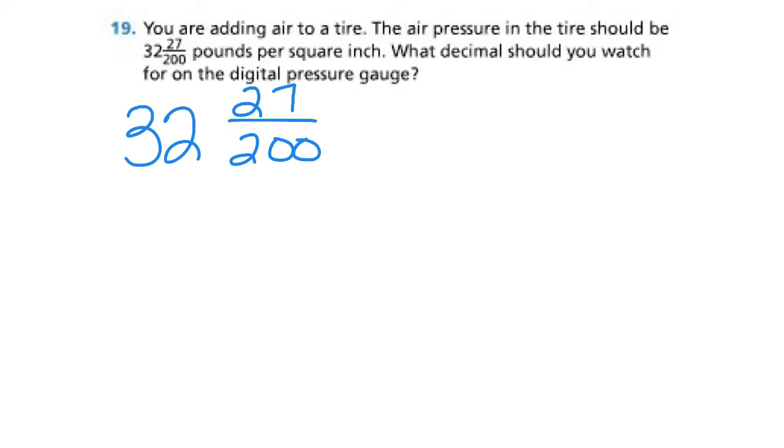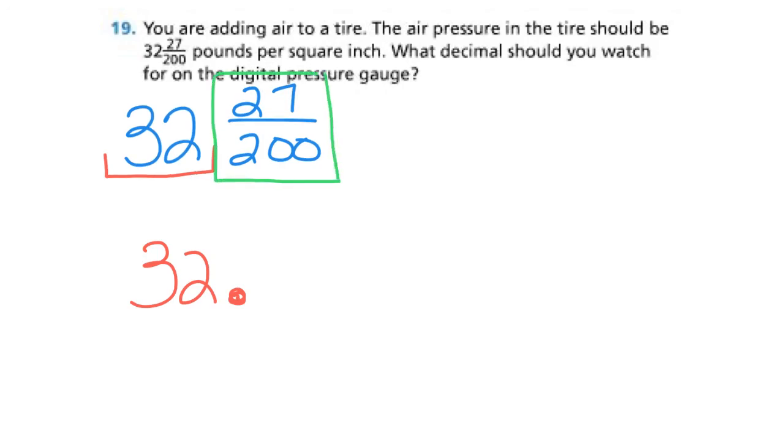Instead of turning this into a fraction, I want us to do it another way. The 32 is our whole number, so it is going to be the number that is to the left of the decimal. Now, I want us to divide out 27/200. When we do that, we find out that we get 0.135 at the right of the decimal. So we should be looking for the decimal equivalent, 32 and 135 thousandths pounds per square inch.